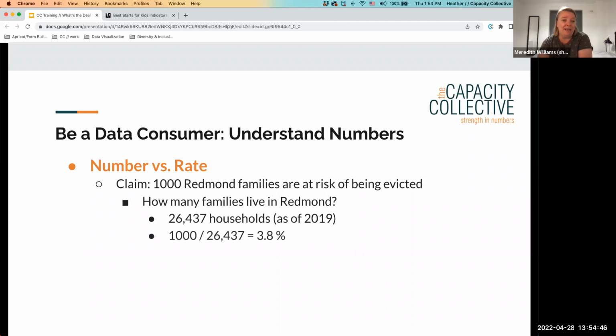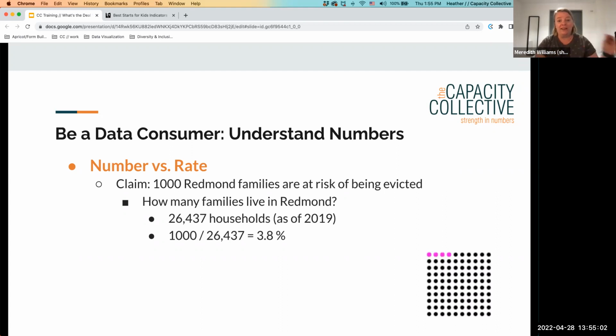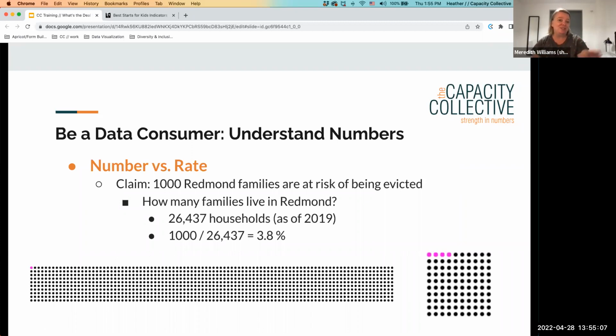So then do the math. Okay, again, so it's 1,000. You divide it by that number, 3.8%. Okay, that's almost 4%. That's a little bit different. That's one out of every 25 households. That gets to be a lot more alarming. So one in every 1,000 households versus one in every 25 households, it looks different, right? And so just showing you what that looks like visually, 4 out of 100 dots versus 1 out of 1,000 dots. So again, all evictions being terrible, it still is helpful to understand the extent of an issue when you're looking at rates instead of just numbers alone.